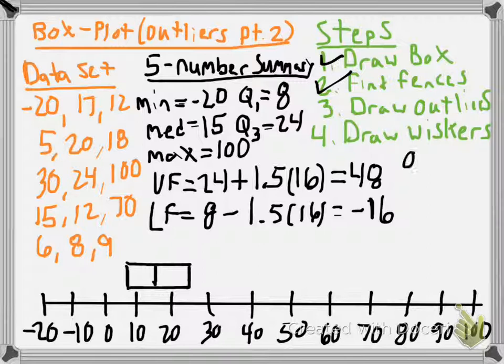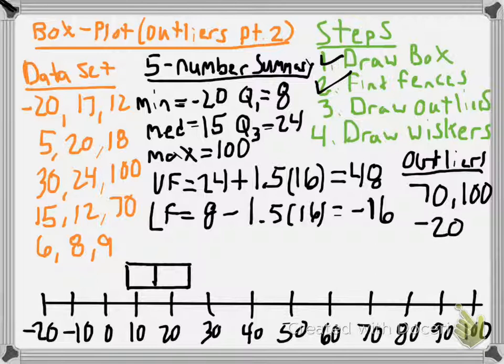Well, do we have any outliers? Well, in this case, we have more than one. How do we determine outliers again? Those are the numbers that are either greater than the upper fence or lower than the lower fence. In other words, they're outside the fence. So if we look at it on the upper side, it looks like 70 and 100 are outliers because they're bigger than 48. And on the low side, negative 20 is an outlier. So we have 3 outliers, folks. That can happen sometimes. It's rare, but it can happen.